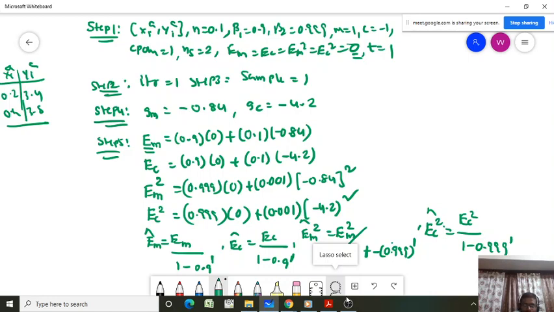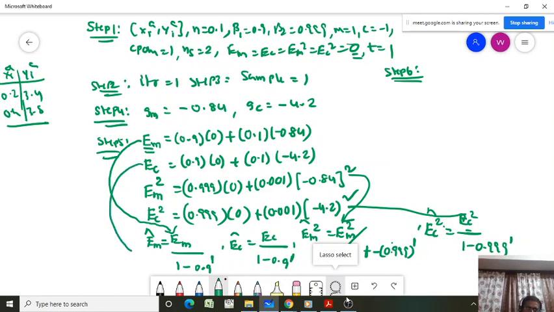What next? Go to step 6 and update your parameters. The values just need to be replaced. Where is Ec2? It will come from here, Ec2 and Em2 coming from here, and Em value will be coming from here, and Ec value will be coming from here, okay. All values are available, just replace them. So you can calculate all the bias corrected exponential decaying averages.